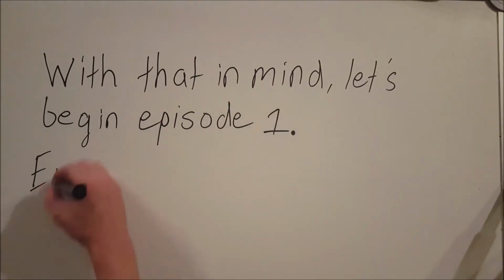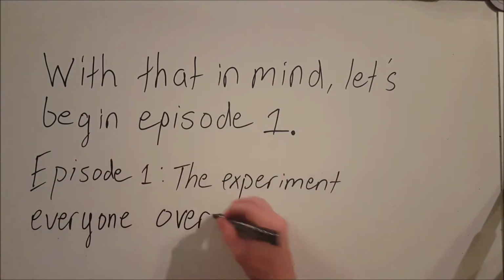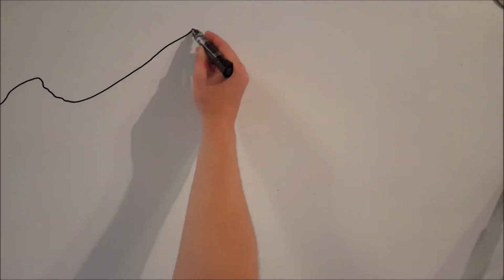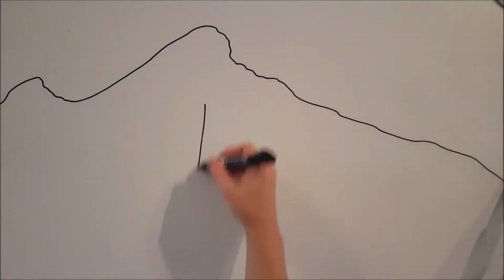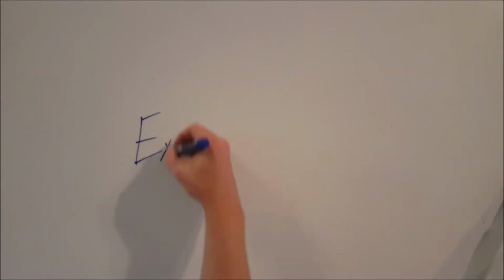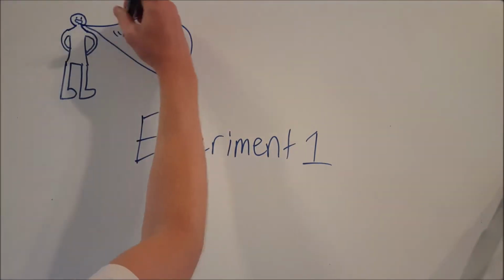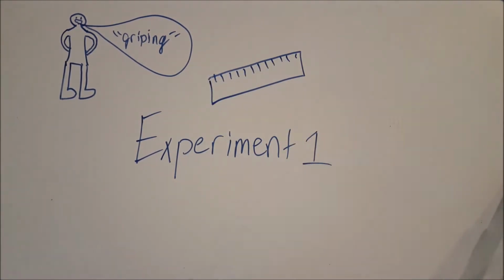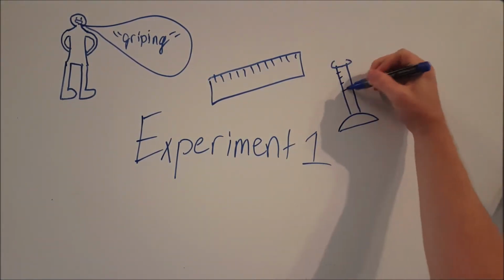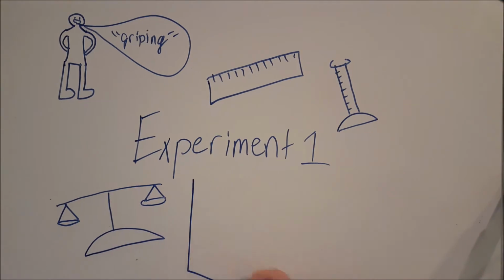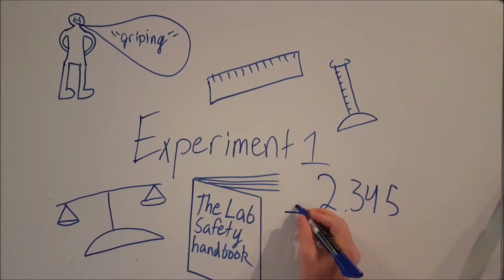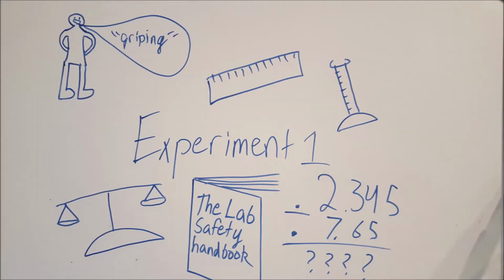Episode 1. The experiment everybody overlooks. If you attend a typical university, taking a typical general chemistry lab, Experiment 1 will be a seemingly tedious and meaningless exercise where you are forced to relearn how to use things like rulers, graduated cylinders, and balances. You will learn about lab safety and sig figs, and you will probably be asked to complete a few seemingly meaningless measurements, and pretty much everybody, including the TAs, treat it as free points day.